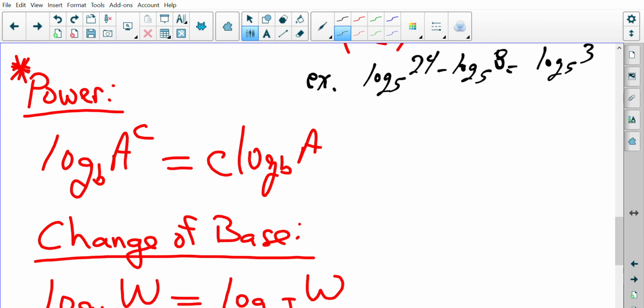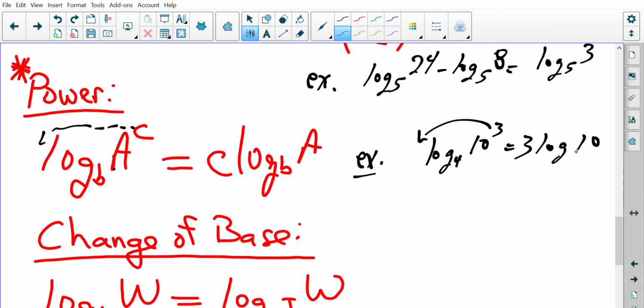And the final one is called the Power Law of Logarithms, and this is used when you've got the log of an argument raised to an exponent, and now this time the base is not the same, so don't confuse it with the property we did earlier where this was a b and this was a b. This one now says you can bring that exponent out to the front and write it as a product, so c multiplied by the log of a to base b. So an example of this would be log of 10 to base 4. Let's say that was to the third. I would be allowed to write this as 3 log of 10 to base 4. That's called the Power Law of Logarithms.